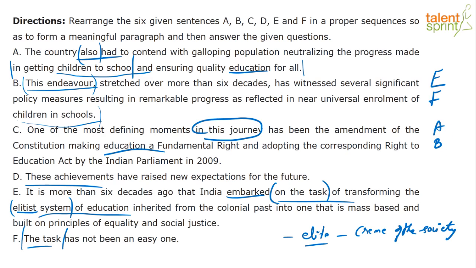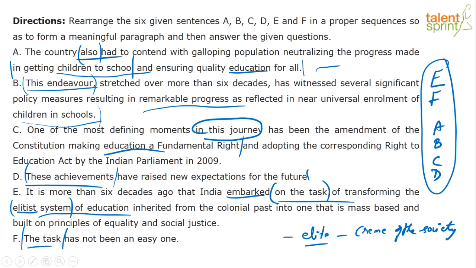What are we left with? And then we have C and D. One of the most defining moments in this journey has been the amendment of the Constitution, making education a fundamental right and adopting the corresponding Right to Education Act by the Indian Parliament in 2009. So, first of all, it was an effort to get children to go to school. Then they made a lot of progress in that, and then what they did? They made education a fundamental right. So D is obviously referring to all of those achievements, right? These achievements, probably referring to all the achievements starting from A, B and C, have raised new expectations for the future. That's it. This looks like our ideal sequence.